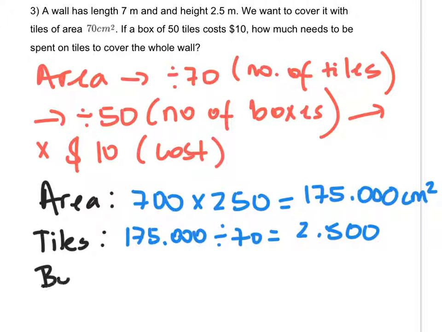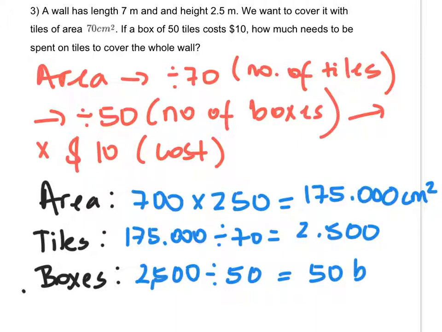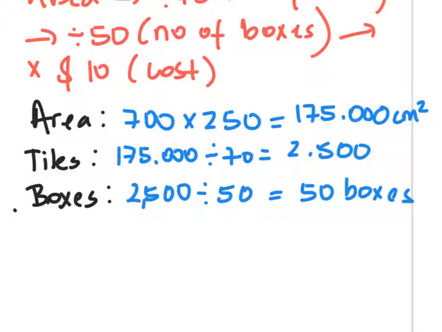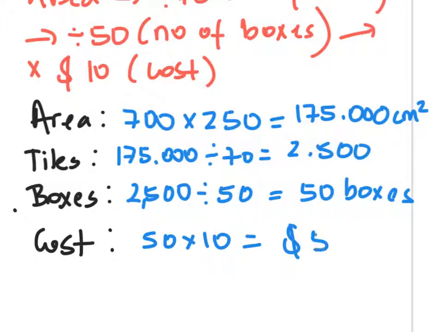So, remember there's 50 tiles in each box. So how many boxes do we need? 50 tiles per box. We're going to have to do 2,500 divided by 50. So that's equal to 50 boxes. Okay? And how much is each box? Well, each box is $10, so it's 50 times 10, which equals $500 to be spent on tiles. Okay?